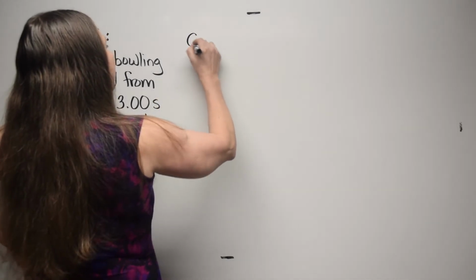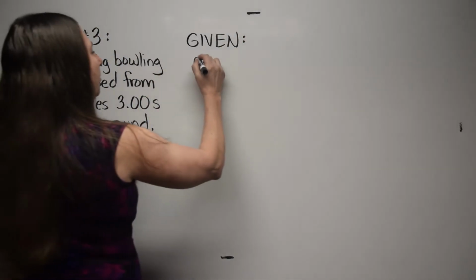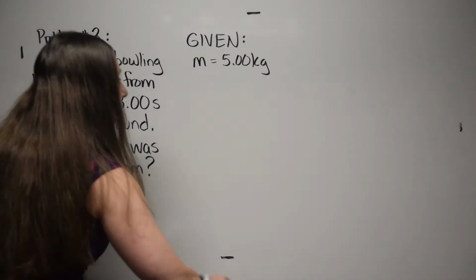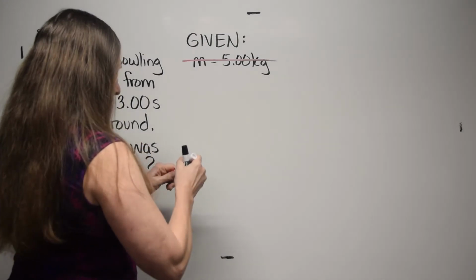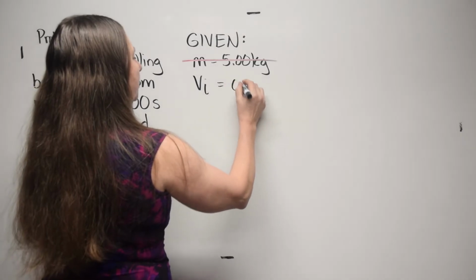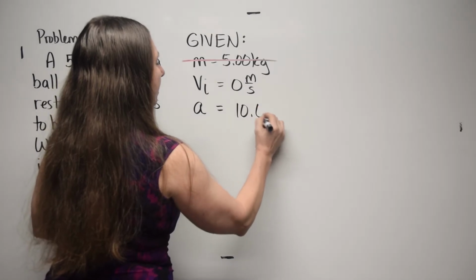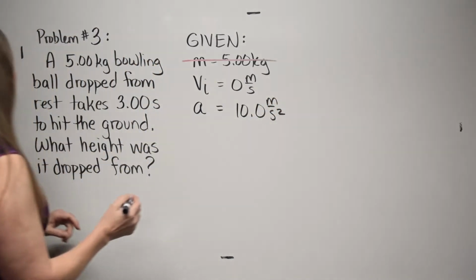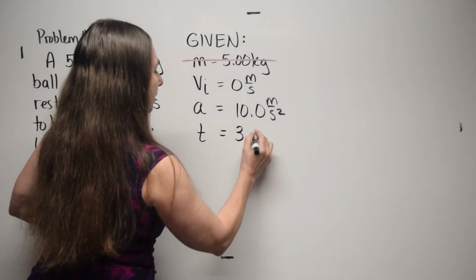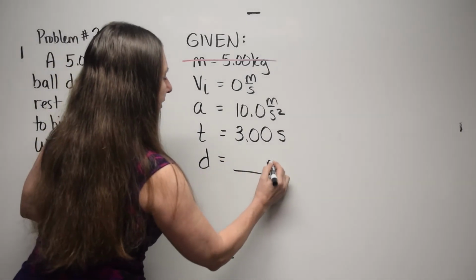You list the givens. Here we go. A 5-kilogram bowling ball. The mass of the bowling ball is 5 kilograms. I don't think we're going to need that. Dropped from rest, so V initial is 0. You might as well put down right away that the acceleration is 10 meters per second squared. Takes 3 seconds to hit the ground. The time is 3 seconds. And from what height? So distance is what we're trying to find.